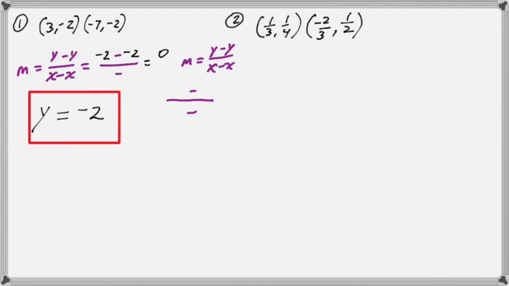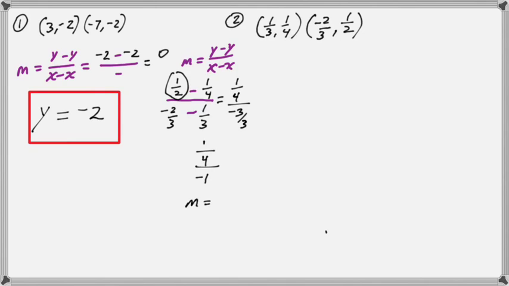So choose a y value. Which of these y values do you want to start with, 1/2 or 1/4? It doesn't matter as long as you're consistent. 1/2 minus 1/4. If you start with the 1/2, you have to do -2/3 minus 1/3, I believe. I would probably think of 1/2 as 2/4. What's 2/4 minus 1/4? 1/4. -2/3 minus 1/3 is -3/3. So that's 1/4 divided by -1. I believe it makes the slope -1/4.